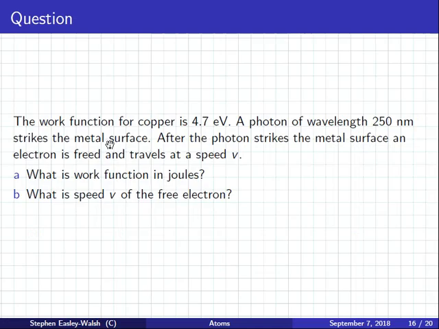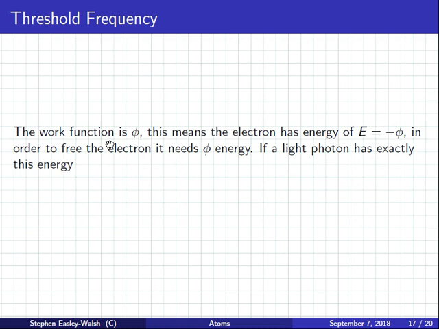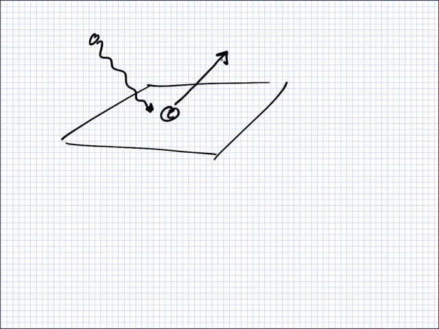Okay, so the work function, this means the electron has a negative potential energy. In order to free the electron, it needs to have that amount of energy. If it has exactly this energy, then the electron will just about be freed. So let me explain. I want the photon to hit the electron and the electron to just about be freed, but the kinetic energy is nearly zero. So I just about want to free the electron.